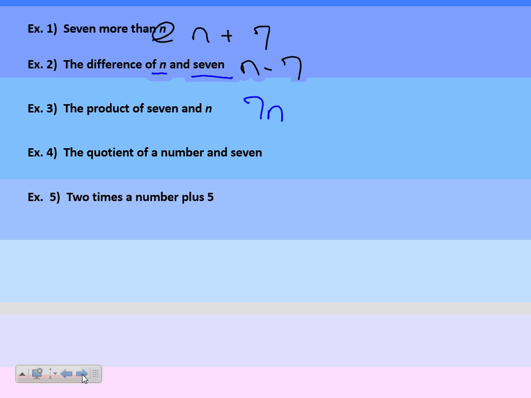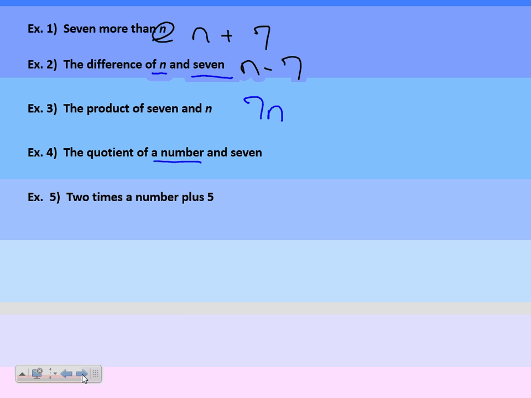Okay. How about the quotient of a number and 7? Perfect. N divided by 7. My question is, how do you write it? What's the best way? You can use the division sign, and I will count it correct, but I have a better way. I heard the word fraction. Does that make sense? So in algebra, we like to say, if I'm going to divide a number by 7, I'm going to take that number.